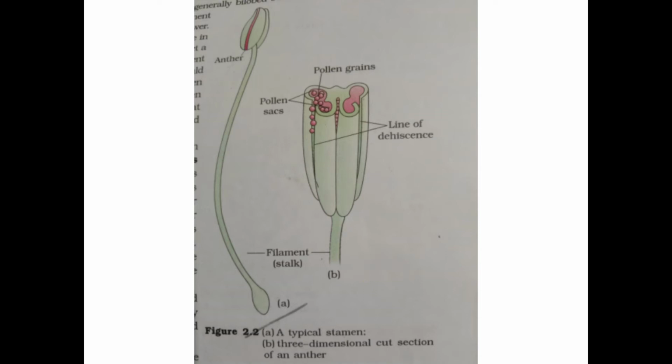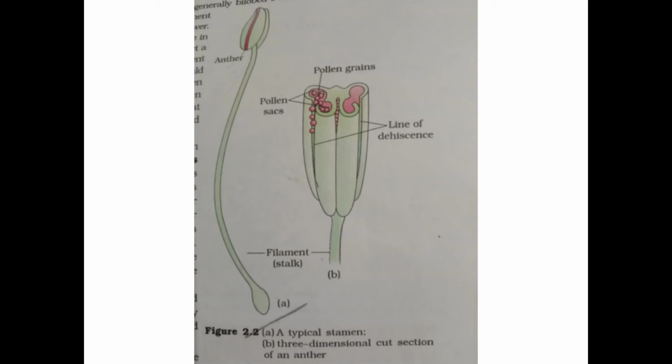So the anther is four-sided, consisting of four microsporangia located at the corners, two in each lobe. So there are four microsporangia or pollen sacs. Actually, the microsporangia develop into the pollen sacs later. Microsporangia contain what? Young cells. They will undergo microsporogenesis and form pollen grains. So that structure in which this process is taking place is called the microsporangia.